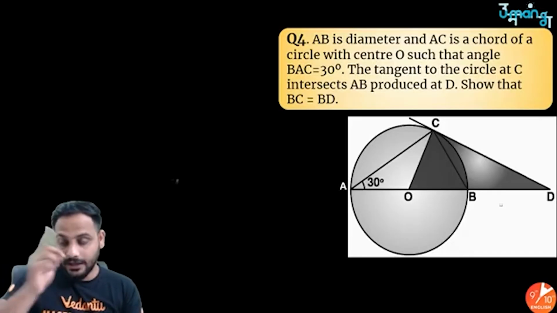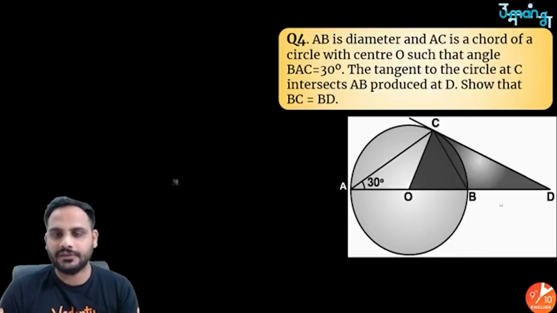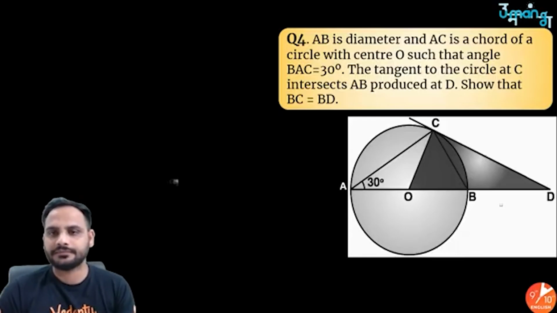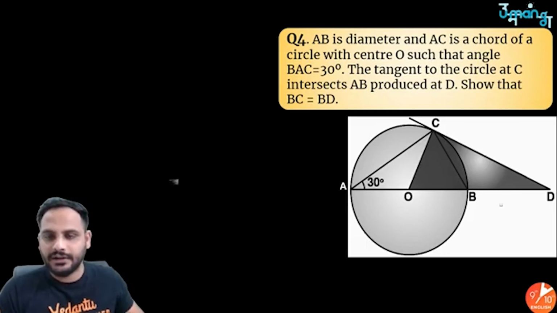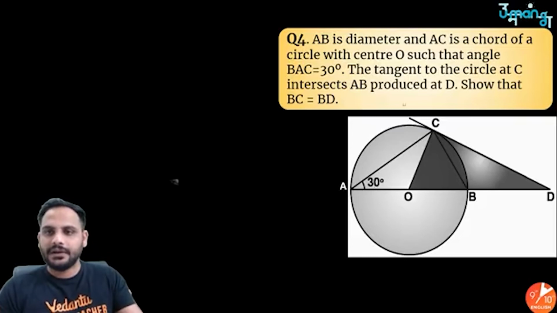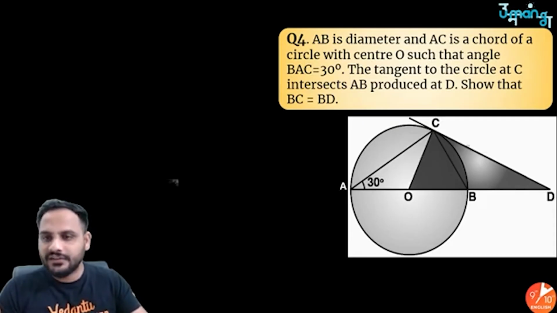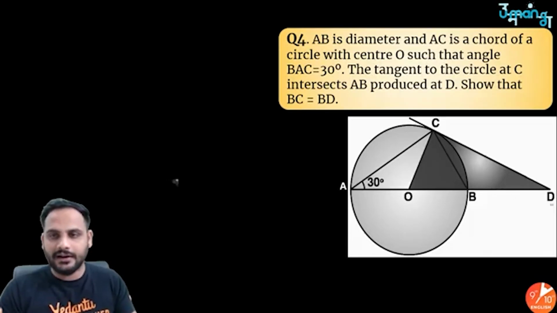Next question is this. Listen, this question is a very important question. What this question is saying: AB is a diameter and AC is a chord of a circle with center O, such that angle BAC is 30 degrees. Okay, AB is a diameter, center is O. This angle is 30 degrees. The tangent to the circle at point C intersects AB produced at D. Okay, this point D over here. So CD is a tangent and AB produced is intersecting at D. So AD is a straight line.